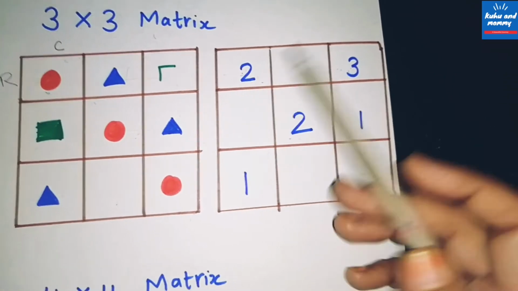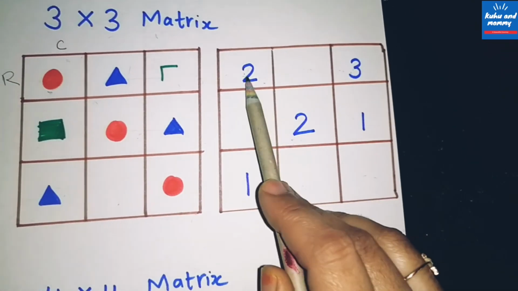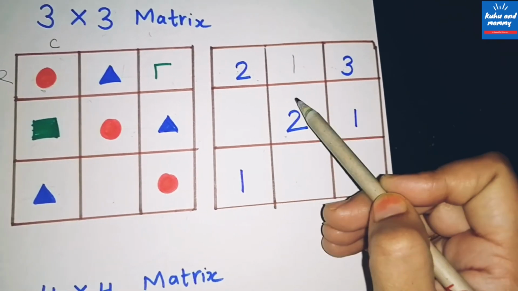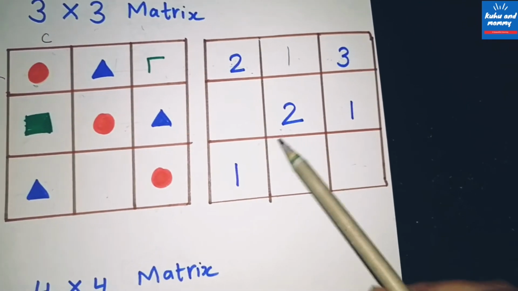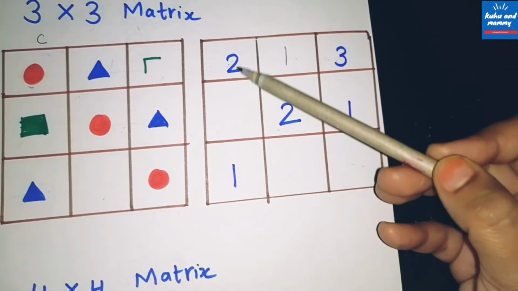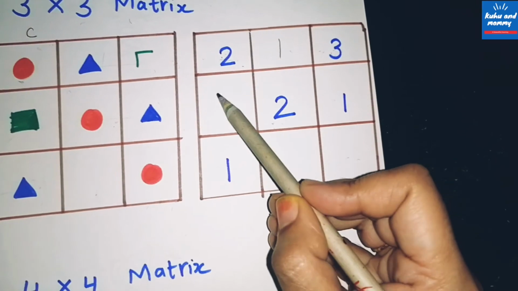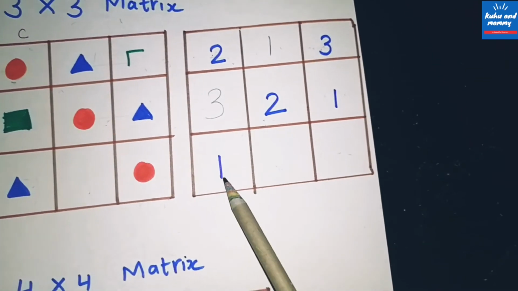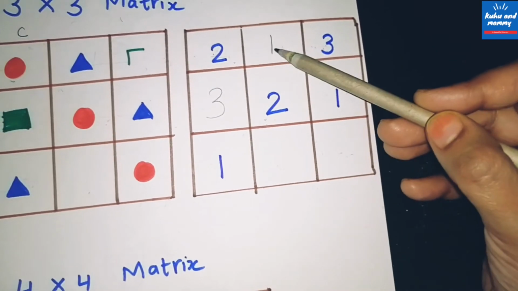With numbers 1, 2 and 3, which number is missing in this row? 1. So they will write 1 here. Now they will see which number is missing in this column. 1 is there, 2 is there, so 3 is missing. So they can write 3 here. So this row is complete, this row is complete, and then they will see this one.